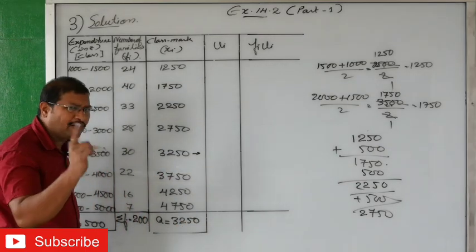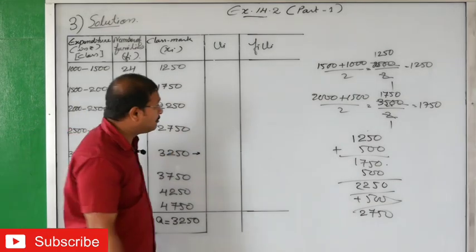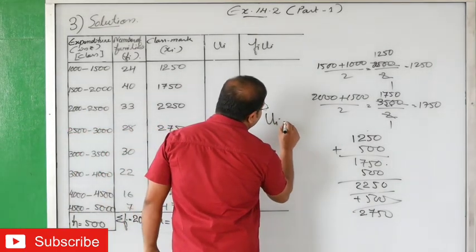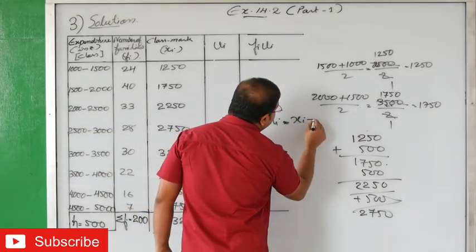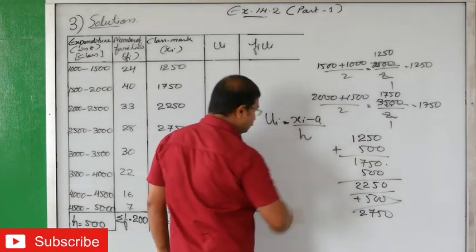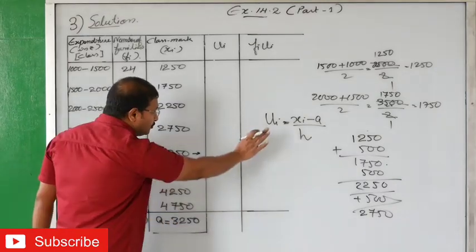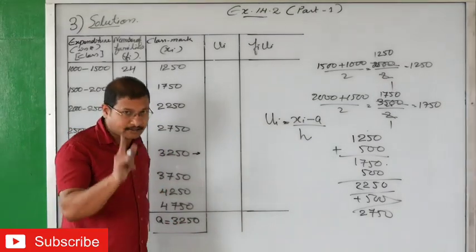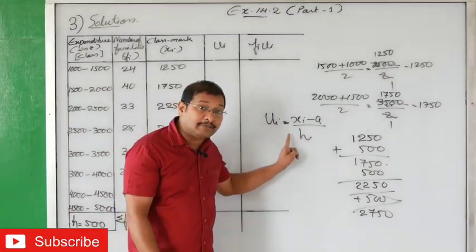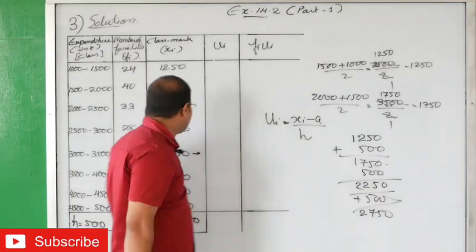Now UI means what you will do? I am not going to write the full step, but anyway, UI means UI equals (xi minus a) by h. If you want, you can do it, but better in exam time, no need to do that. But you should know how to do this. Ready? So UI equals (xi minus a) by h.